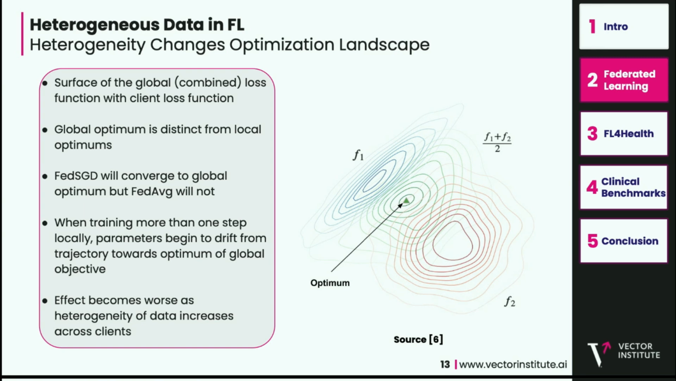Federated SGD will converge to the global optimum in this convex setting, but federated averaging will not. And that's because of the thing I discussed previously. We're taking more than one training step locally, so the parameters begin to drift from their trajectory towards the optimal point. And this effect gets worse as data begins to have larger distribution shifts.